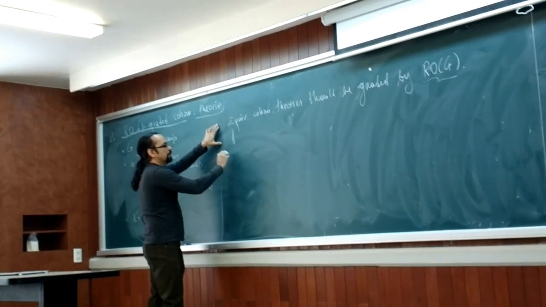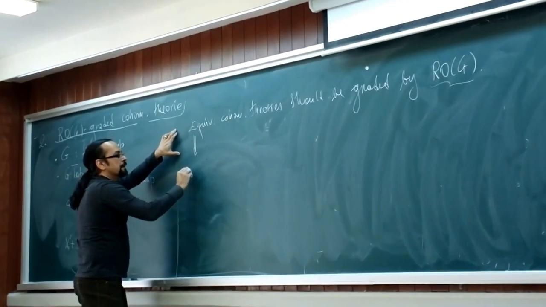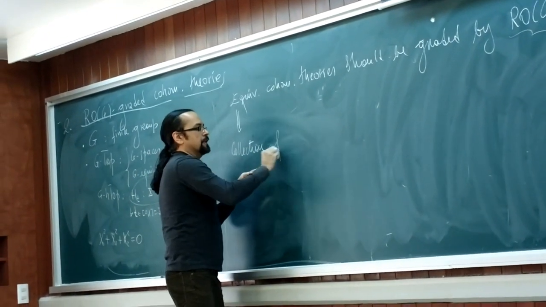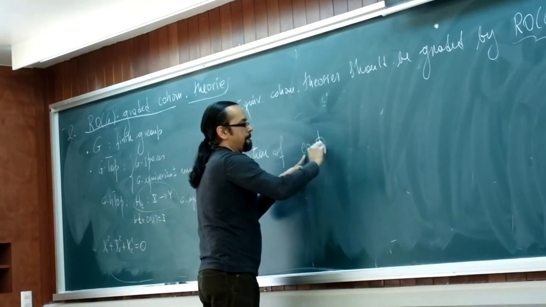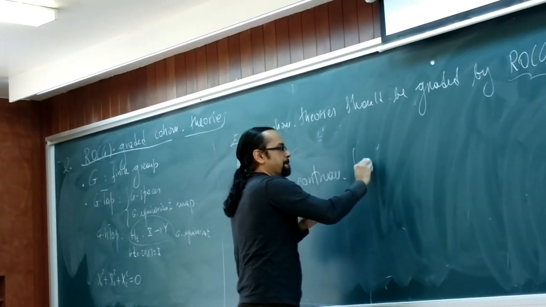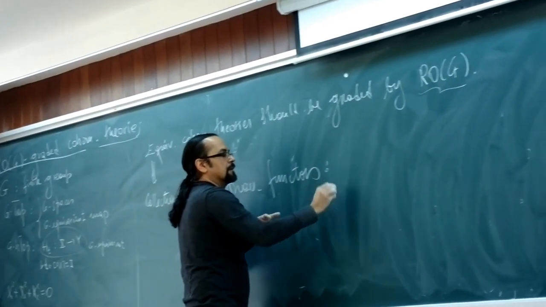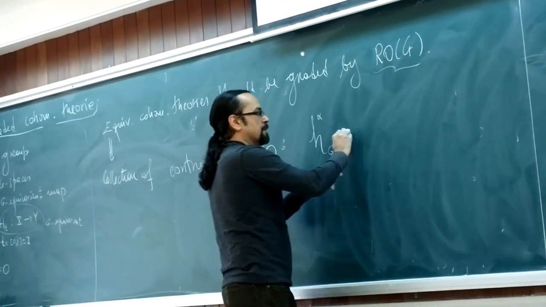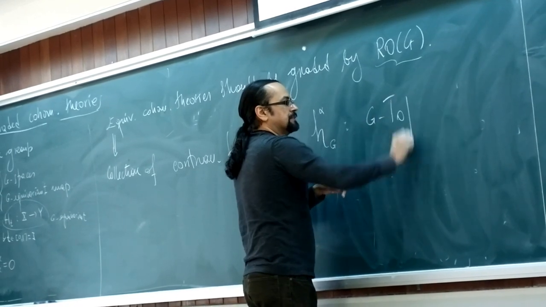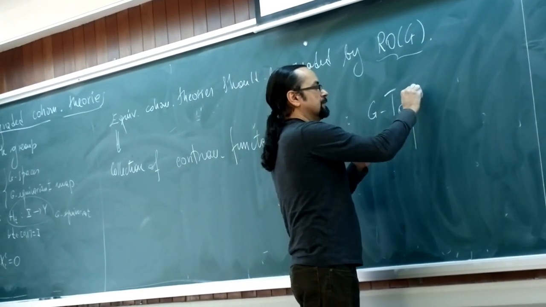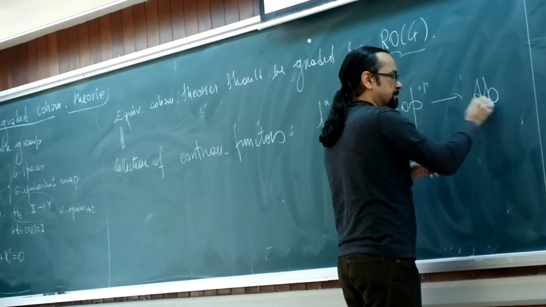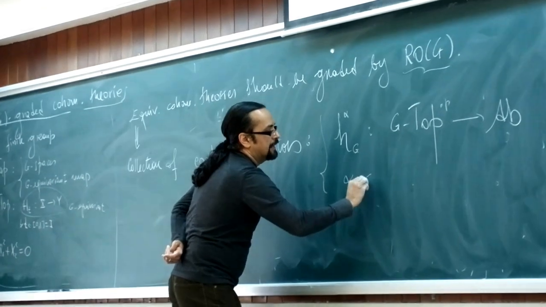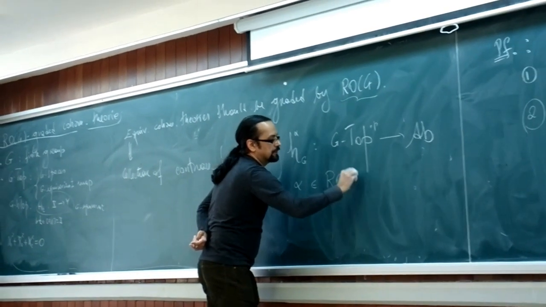This means that we have a collection of contravariant functors H upper alpha, with a G over here, from the category of spaces with an action of G to abelian groups, where alpha is an element that belongs to the representation ring of G.